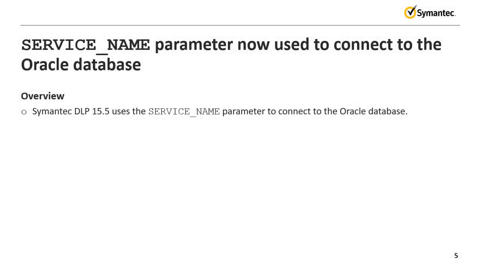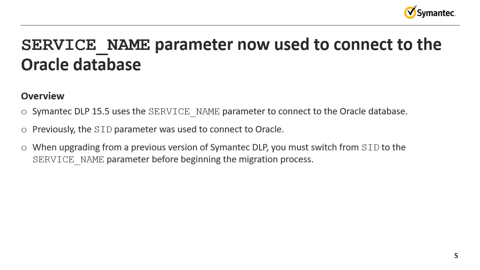In Symantec DLP 15.5, the service name parameter is now used to connect to the Oracle database. Previously, the SID parameter was used to connect to Oracle. When upgrading from a previous version of Symantec DLP, you must switch from SID to the service name parameter before beginning the migration process.